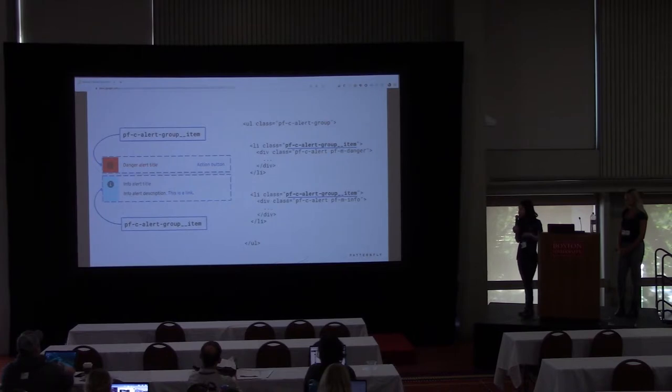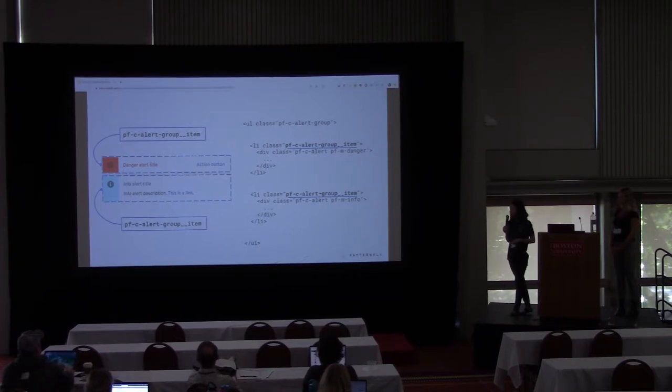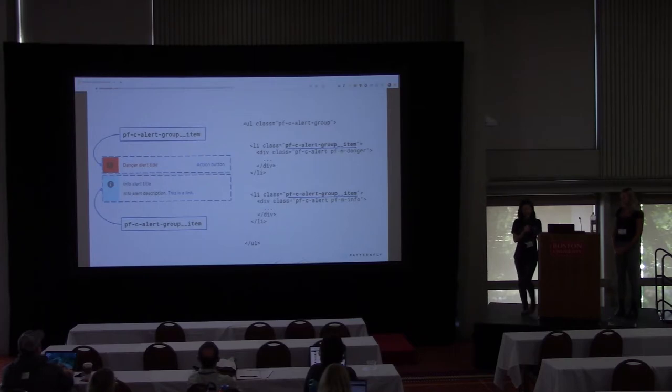And then you can see in this example, inside each list item that has the alert group item class name, that's where we then nest the alert components. So the alert group is basically just controlling the spacing between the list items within the alert group, and then the alert component is that block, that individual alert that has the icon and the title and other elements within that block.